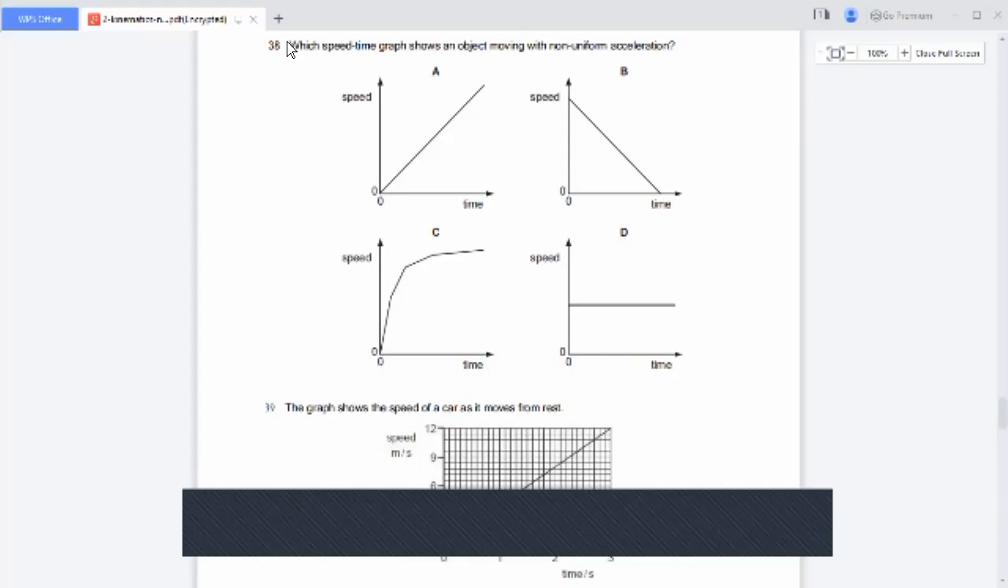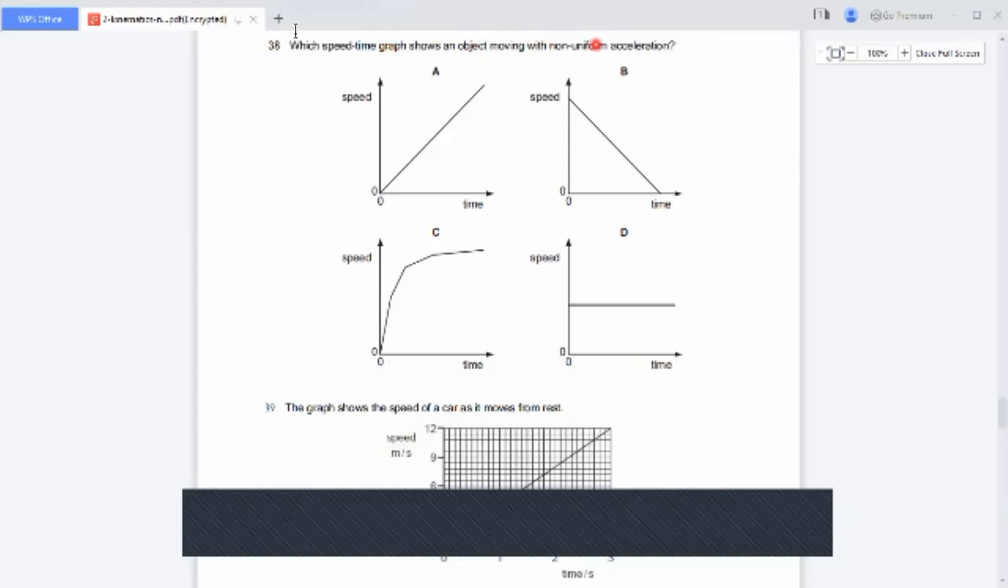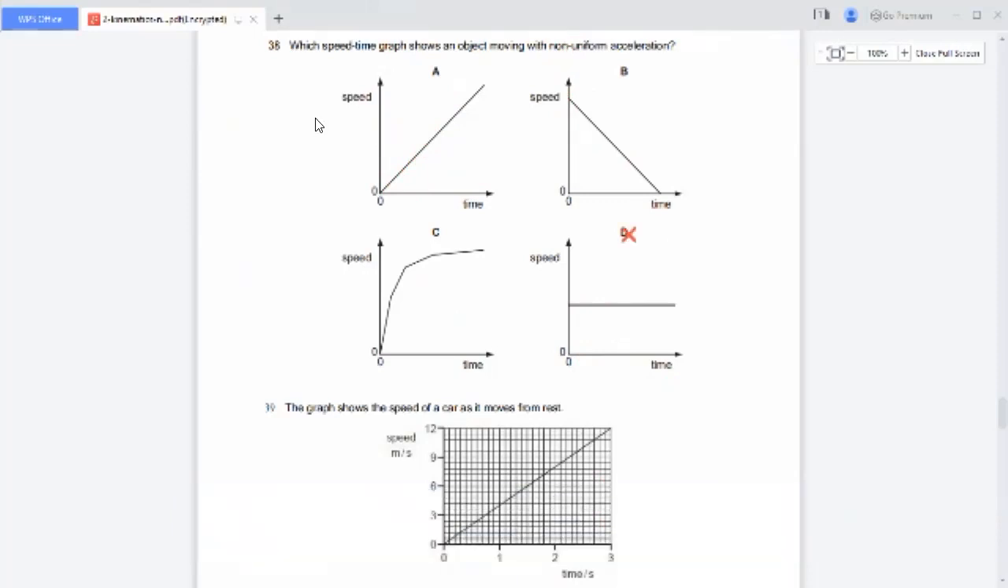Question number 38 looks like a very simple type of question. It says, which velocity time graph shows that the object is moving with non-uniform acceleration? So A is a uniform acceleration. If we calculate the gradient of this graph, it would be a uniform acceleration. This is uniform deceleration, and in case of D, there is no acceleration. Zero acceleration is also a uniform acceleration.